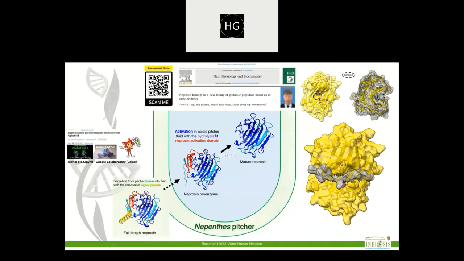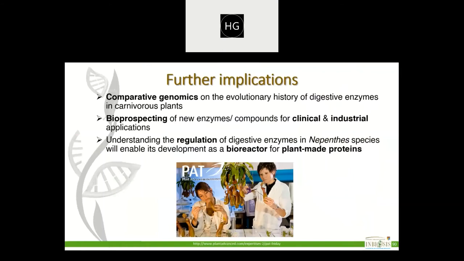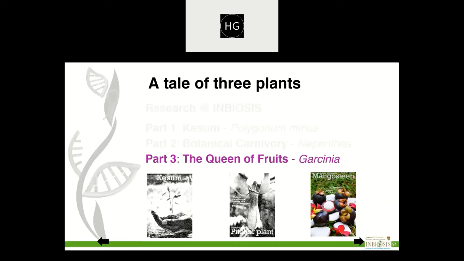So what are the further implications from this work? It can be used for comparative genomics study from the profile of the proteins and to understand the regulations, so that we can get a better bioreactor for plasmid protein. So I think we are running low on time. Now it's already 3:42. I'll just briefly skip through the third story on the Garcinia.